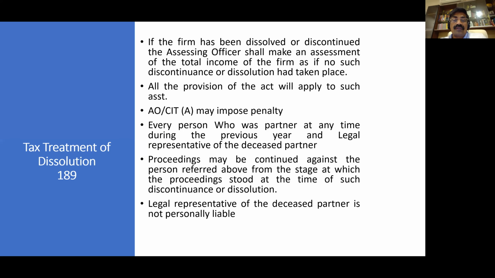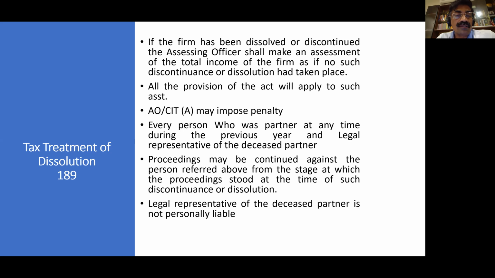The first line says, if the firm has been dissolved or discontinued, the AO shall make an assessment of the total income as if no such discontinuance or dissolution. This is an interesting point in income tax: the more you read, the more differences come up. Looking at 189, the second point: if the firm has been dissolved or discontinued, the AO shall make an assessment of the total income of the firm as if no such discontinuance or dissolution had taken place. The scope of 189(1) is only for assessment and it is not for arriving at the income of the firm.